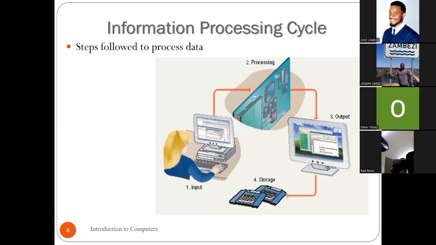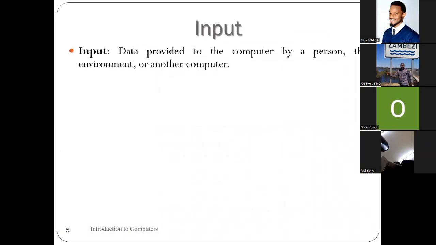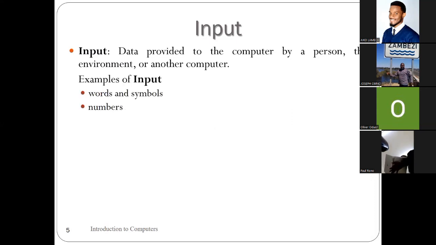Then you can see the storage. After you finish processing the data, it can be stored in the computer by use of various memories or storages. Now we say that we input, then there's a processing step, output, then storage. So let's look at the input. Here, data provided to the computer by a person or environment is entered. So it can be in the form of words and symbols. We have numbers, we have pictures.